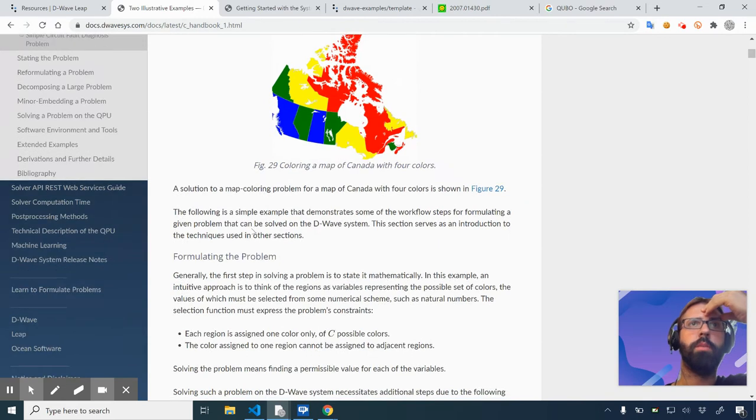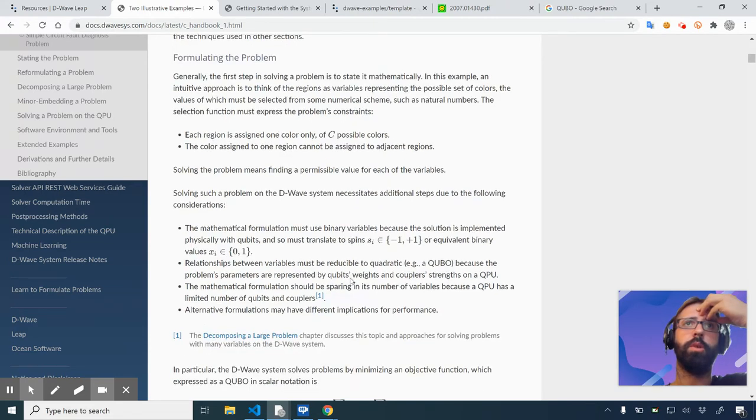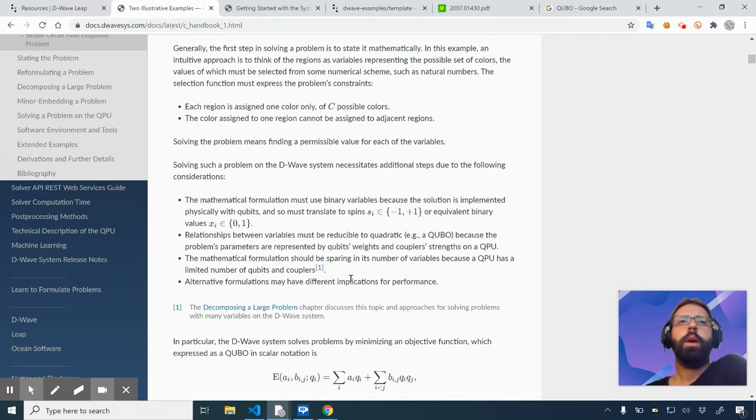Okay, we know map coloring, formulating the problem. Each region is assigned one color, only one of C possible colors, and the color assigned to one region cannot be assigned to adjacent regions. Solving the problem means finding a permissible value for each of the variables. Solving such a problem on the D-Wave system necessitates additional steps due to the following considerations. The mathematical formulation must use binary variables because the solution is implemented physically with qubits and so must translate to spins of -1 and +1 or equivalent binary values. Okay, so I get it.